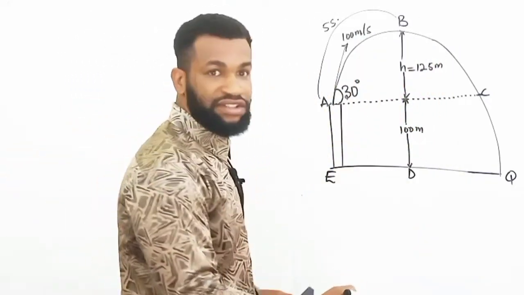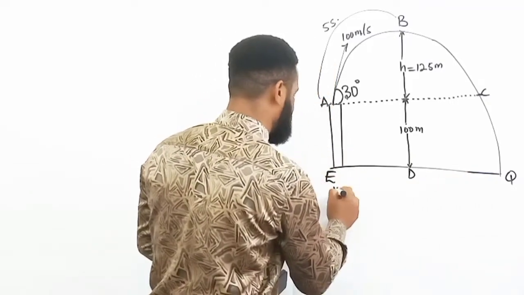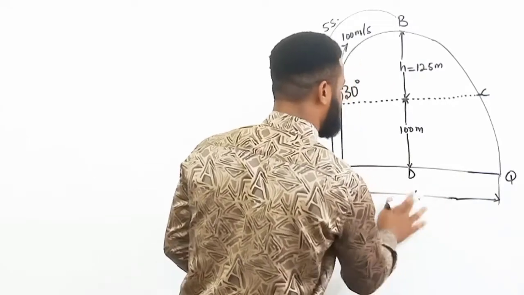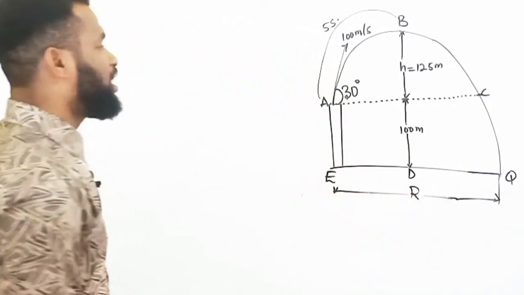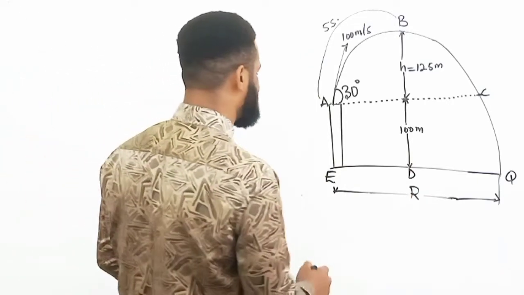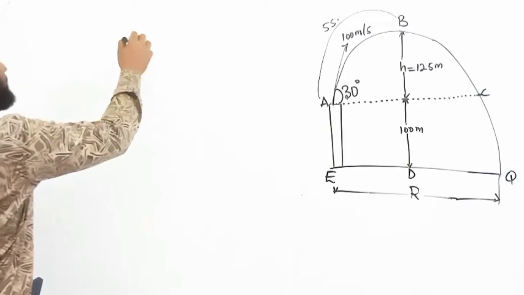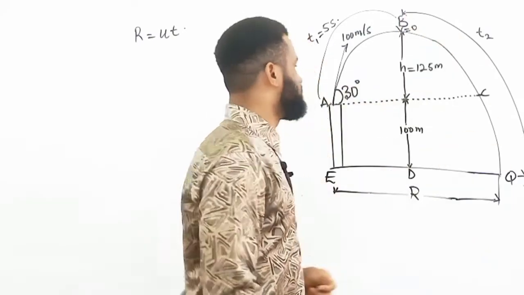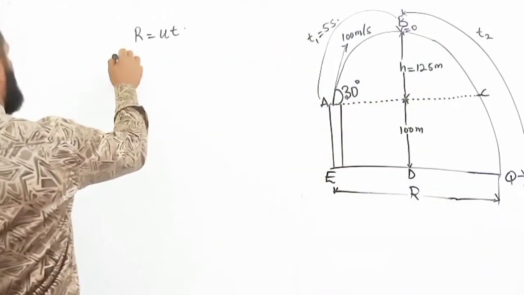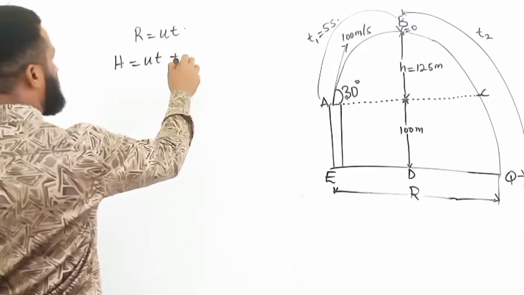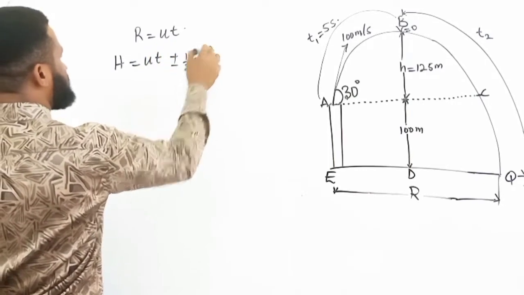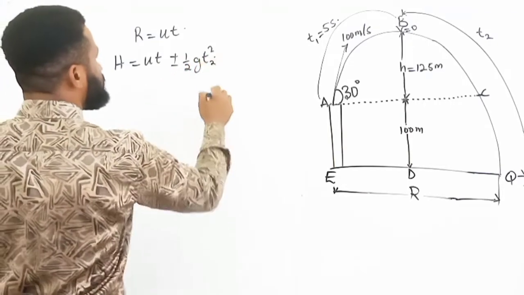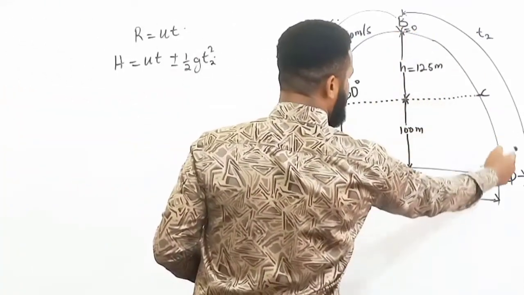Then looking for the horizontal distance from E to Q, that is from here to this point. That horizontal distance, let me call it R. How can we do that? Remember that distance R is going to be u times t. Find the time from here all the way to this place. So I'm going to use h is equal to ut plus or minus half gt squared. Now this t is t2, the time from here to this point.